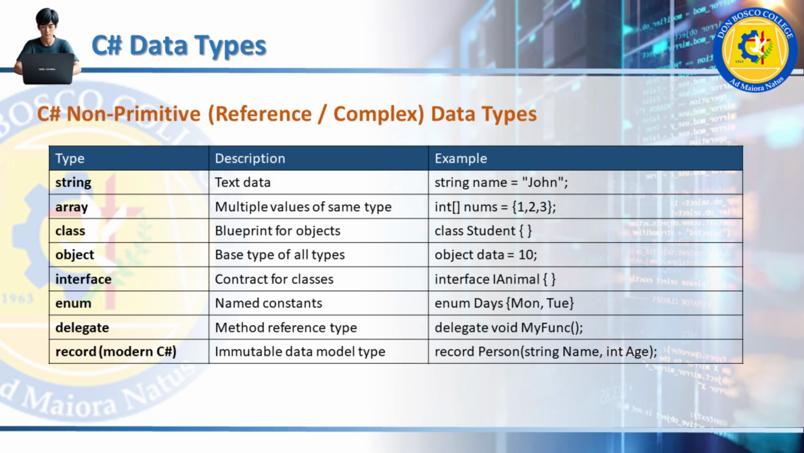Next is C# non-primitive data types, which include string, stores text data. Array, stores multiple values of the same type. Class, blueprint for objects. Object, base type of all types. Interface, defines a contract for classes. Enum, stores named constants. Delegate, stores method references. And record, a modern C# type used for immutable data models.